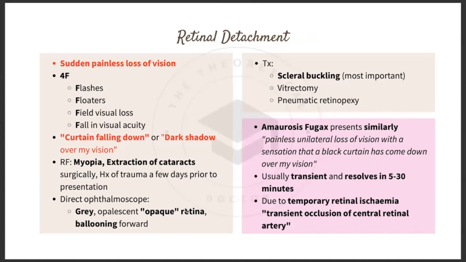Retinal detachment. So for retinal detachment, there's sudden, painless loss of vision, and here are 4 F's to take note: flashes, floaters, field visual loss, and fall in visual acuity. Sometimes the patient may say it feels as if it's a curtain falling down, like the vision goes black. It's like a curtain falling down.